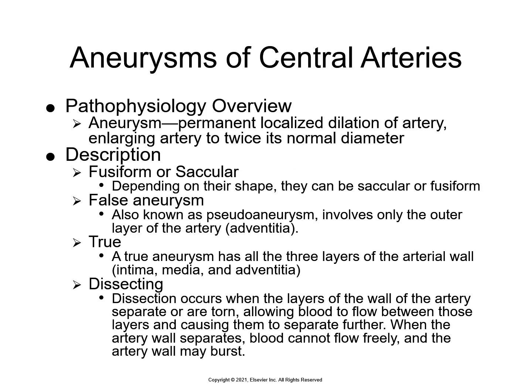Now let's talk about aneurysms. These are aneurysms of central arteries. The pathophysiology overview is that it is a permanent localized dilatation of the artery, which enlarges that artery to twice its normal diameter. It's an abnormal bulge or ballooning in the wall of a blood vessel. And the aneurysm can burst or rupture, causing internal bleeding, which can lead to death.